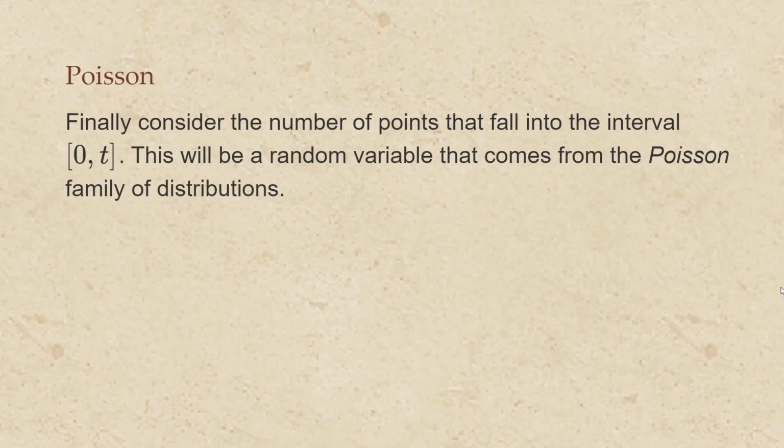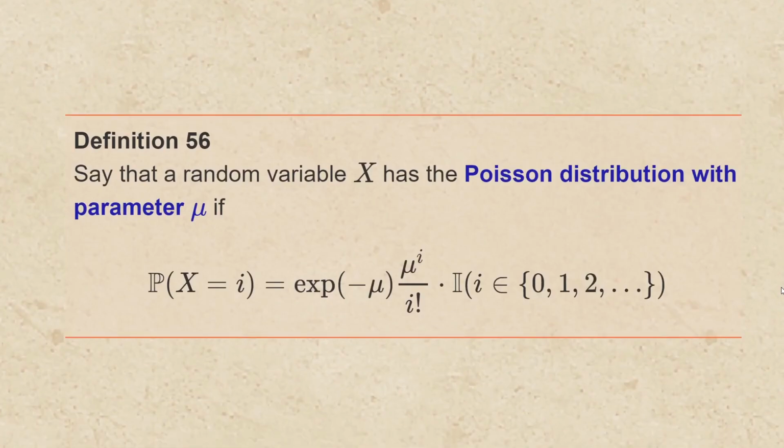Finally, consider the number of points that fall into the interval from 0 up to t. This will be a random variable that comes from the Poisson family of distributions. Say that a random variable X has the Poisson distribution with parameter mu if the probability that X equals i is the exponential function of negative mu times mu to the ith power divided by i factorial times the indicator that i is a non-negative integer.